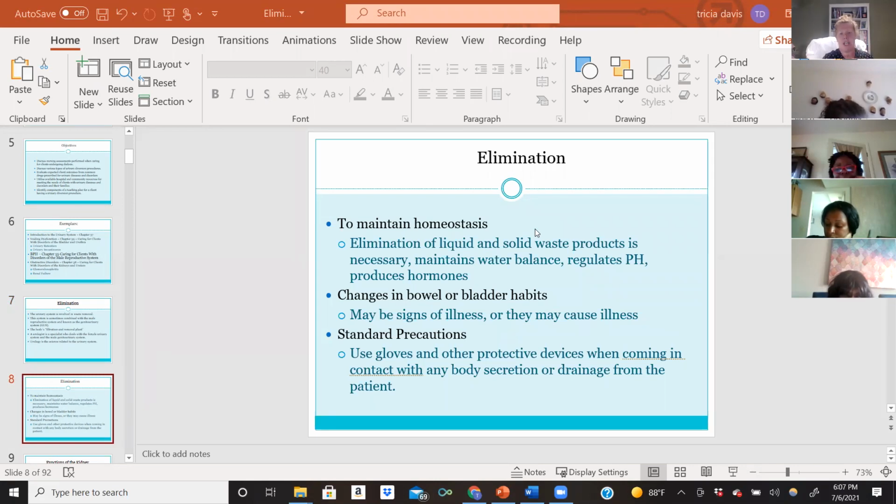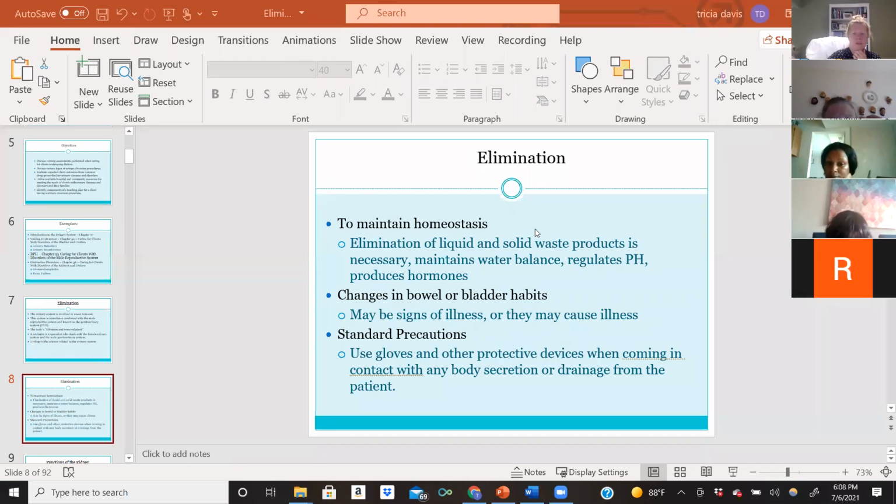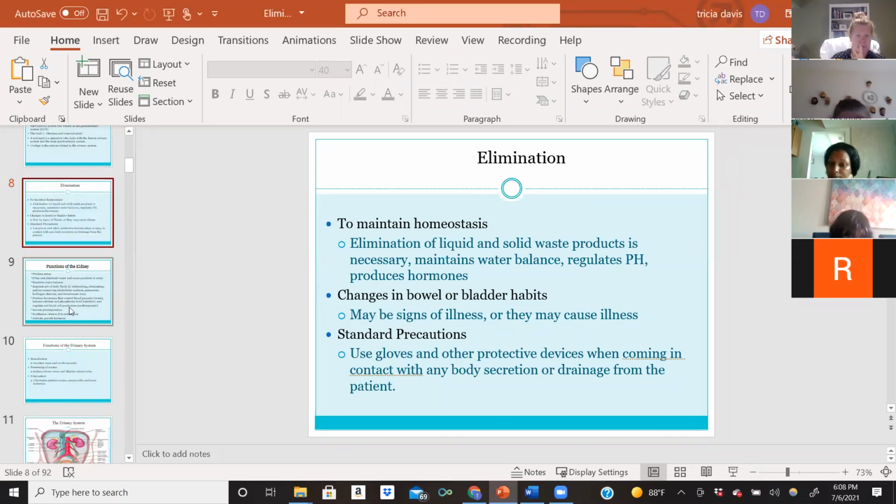Sometimes we may see a change in our bowel or bladder habits. We talked about a couple things last week about some changes that we saw in our GI tract, a couple disease processes. Well, we're going to talk about some more with GU as well. Whenever we see a change in our bowel or bladder habits, it can be a sign of illness, or that change can actually cause an illness. Always want to use standard precautions when we are dealing with Foleys, urine, stool, any kind of drainage coming from a patient. Always use gloves whenever you're coming in contact with any type of body fluid.